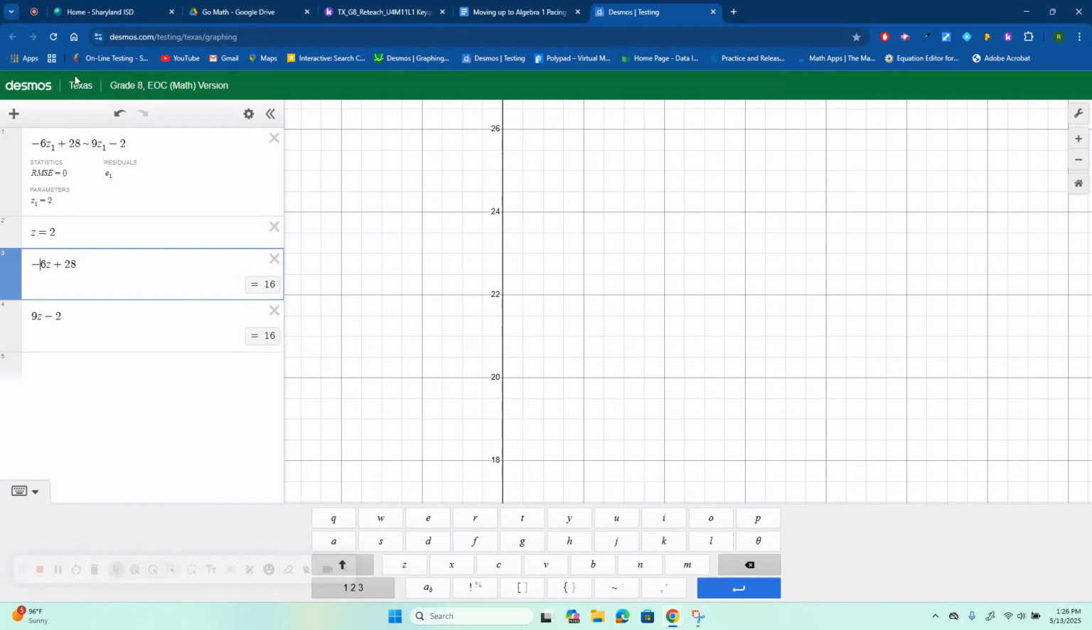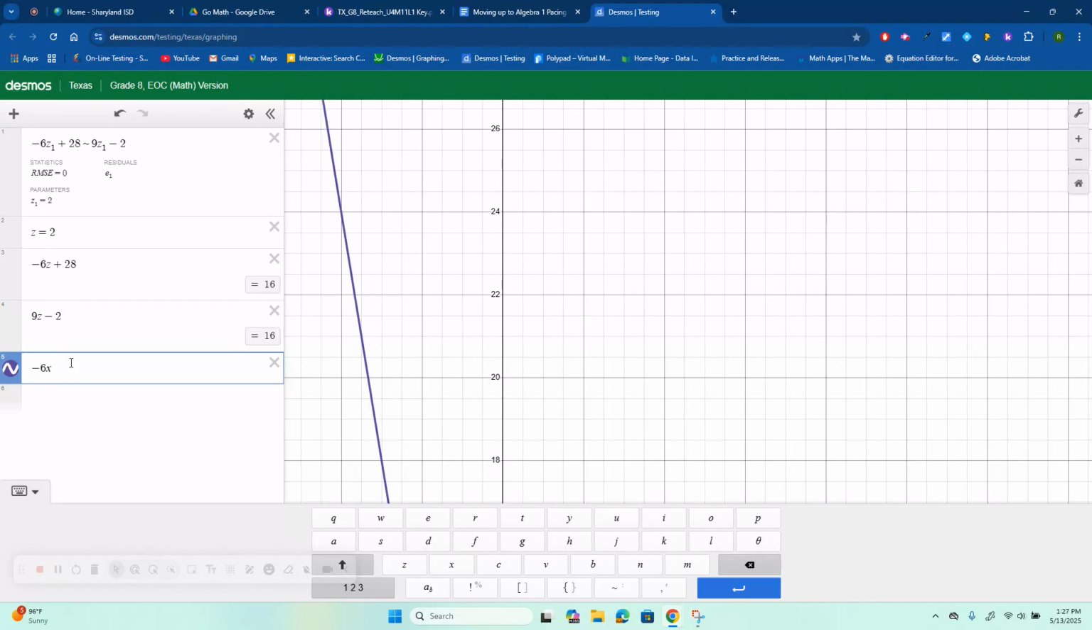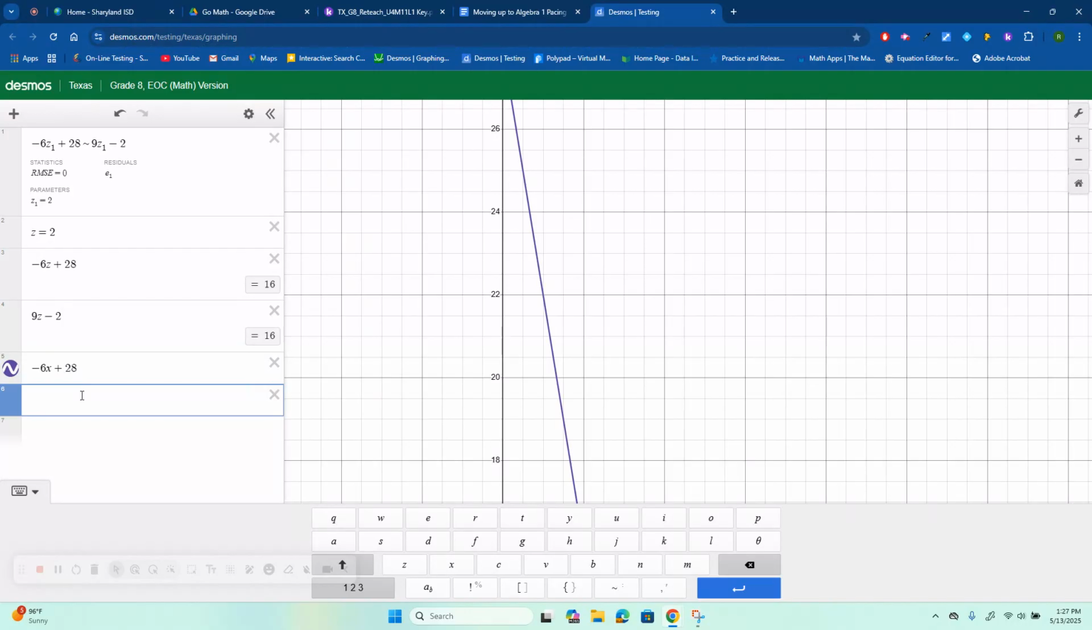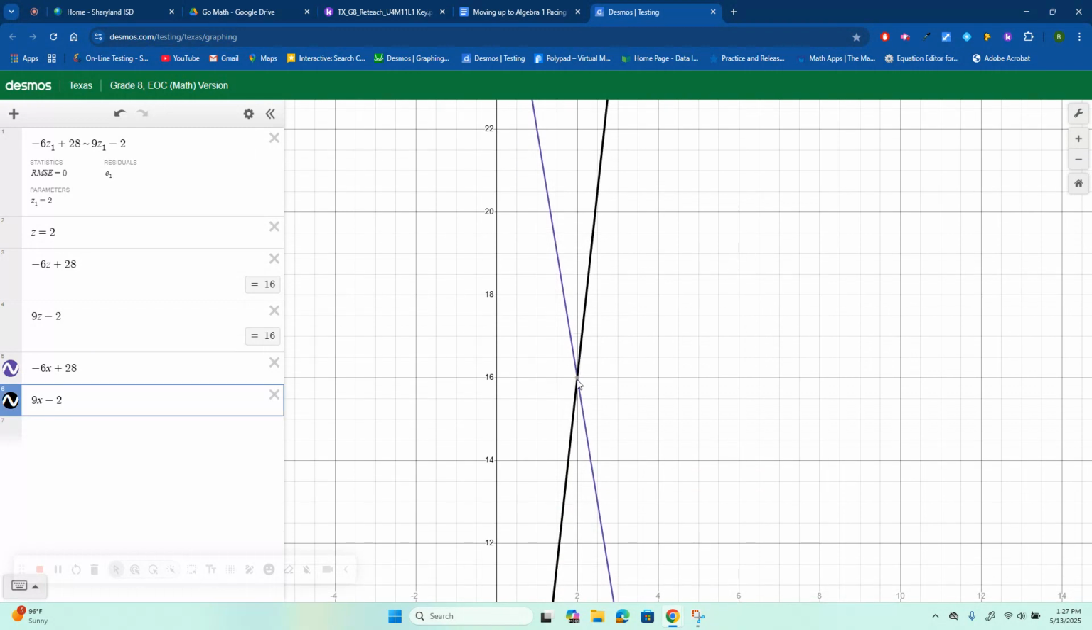And here I got the test version that you'll get on the state test. So I'm playing within the system. You could have always switched this up, and instead of z, you put negative x, right? So plus 28. And over here I got 9x minus 2. And then look at where they intersect, and they intersect right there. X is 2, y is 16, same thing as the z equals 2, and then that 16 we're getting over here.